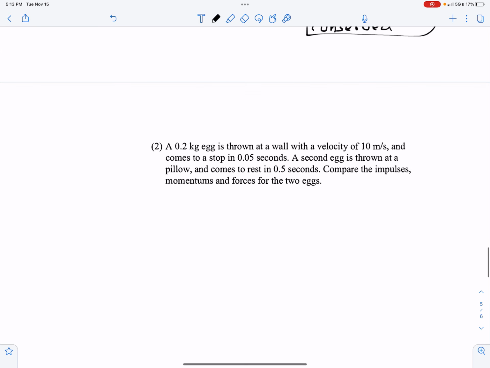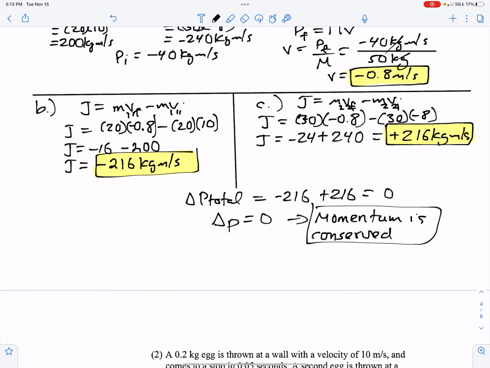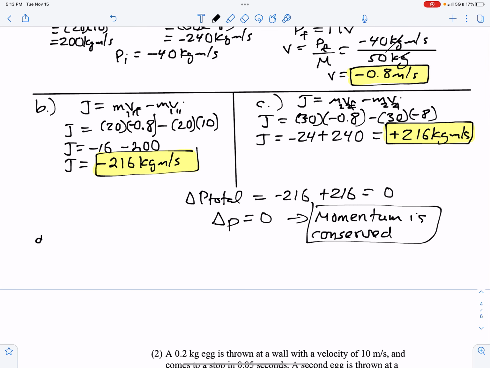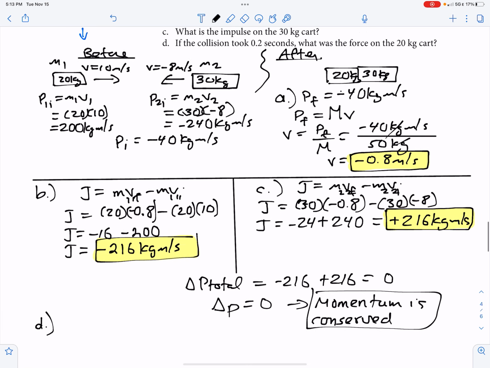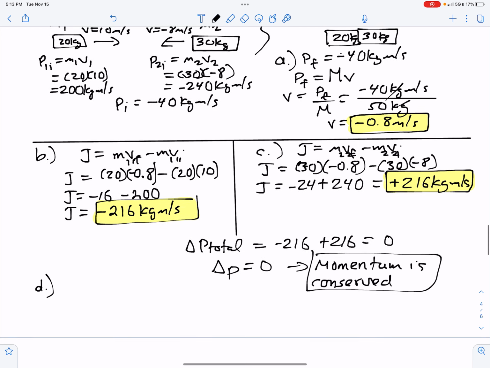Okay, we didn't do part D. Part 4, rather. We'll call it part D. I don't know why I didn't see that. It's labeled A, B, C, and D. So part D, we'll do that down here. It says, if the collision took 0.02 seconds, what was the force on the 20 kilogram cart?